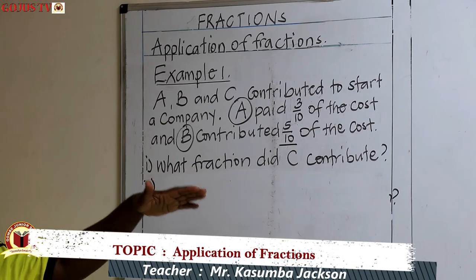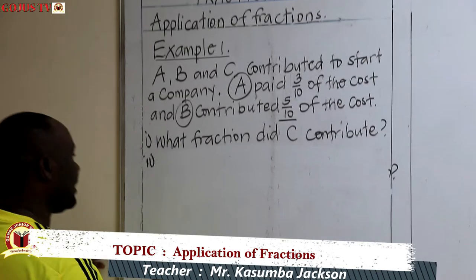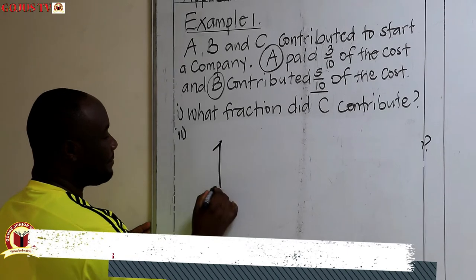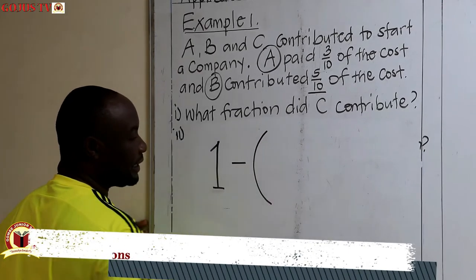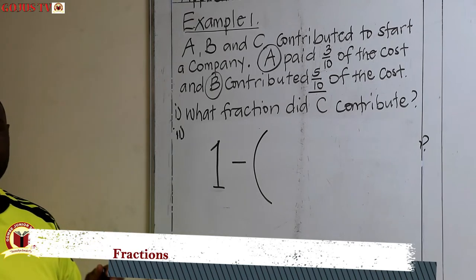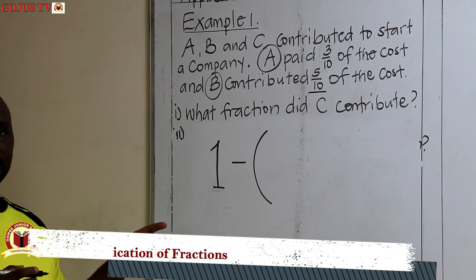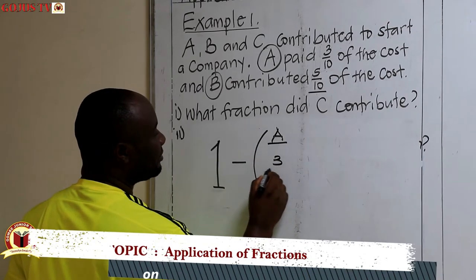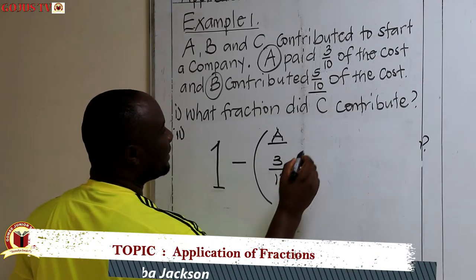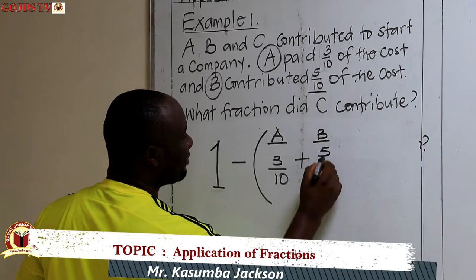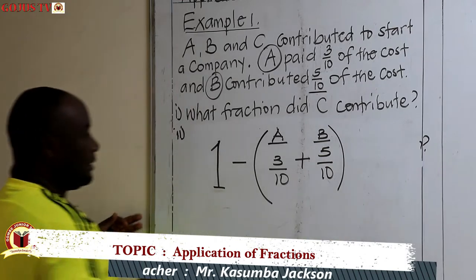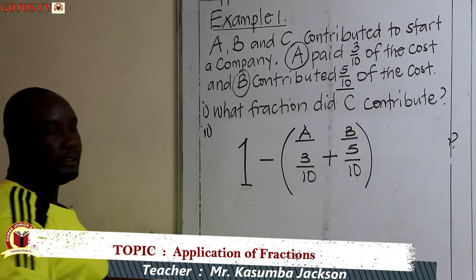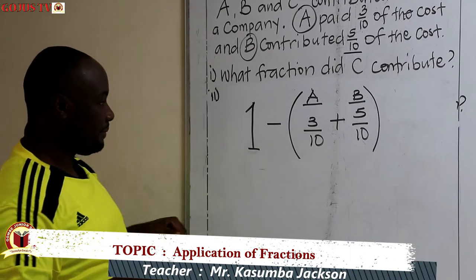When the three of them contribute to start a company, what they bring together into a pool is taken to be a whole, one whole number. So if this is our one whole number, we take away the fraction contributed by the two, A and B, such that we can get the fraction for C. A contributed 3 out of 10, together with B contributing 5 out of 10. So one whole number which they pooled together, take away the fraction for those two, we shall get the fraction contributed by the third person, who is C.